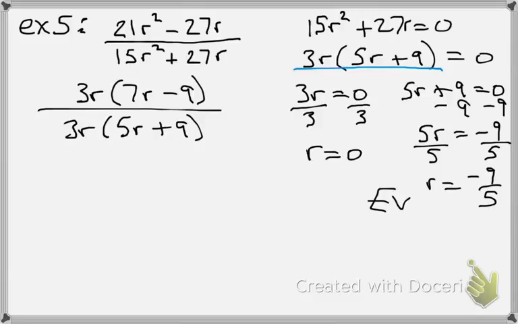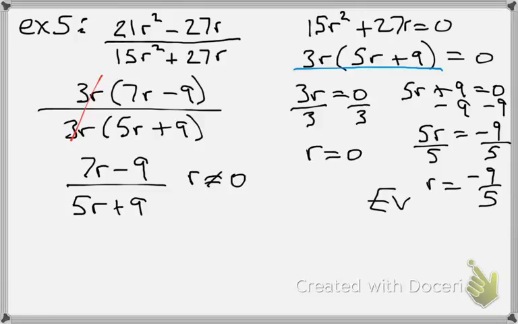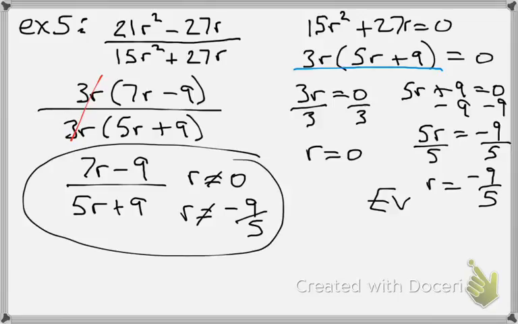Now I can look to cancel. I have a 3r being divided by 3r. That's going to divide to equal 1, so it cancels out. So we're left with a 7r minus 9, all over a 5r plus 9. And we have to include my excluded values. So we need to say that r cannot equal 0, and r cannot equal negative 9/5. And here is our final answer.